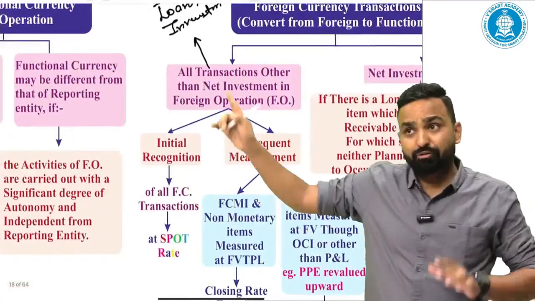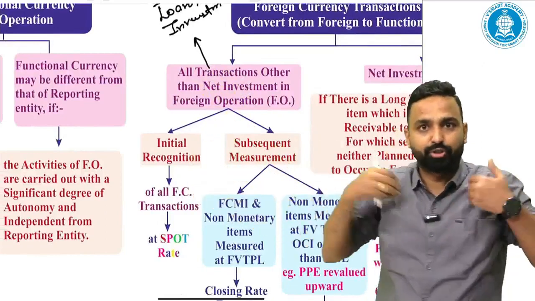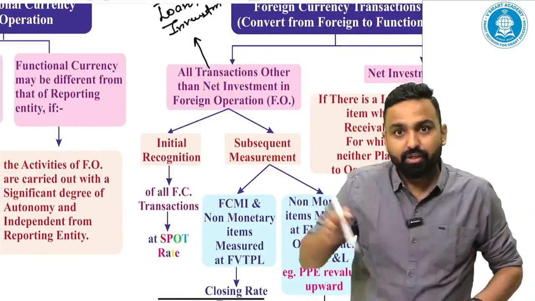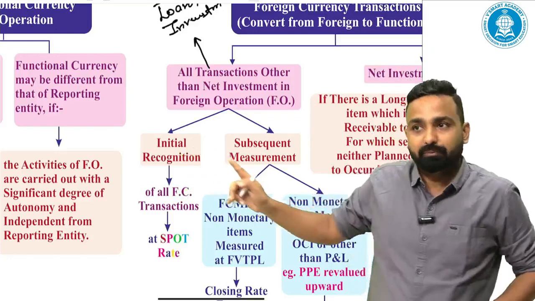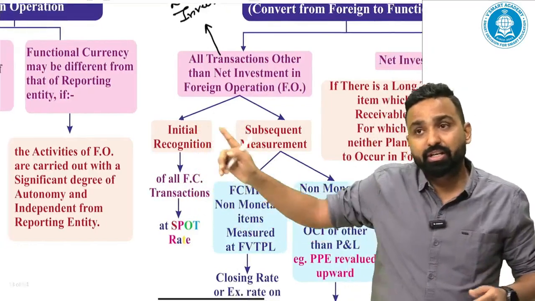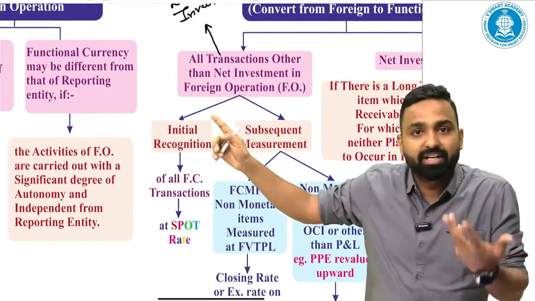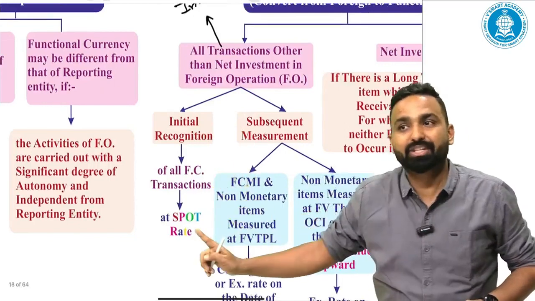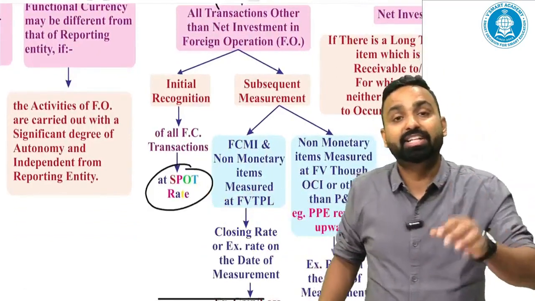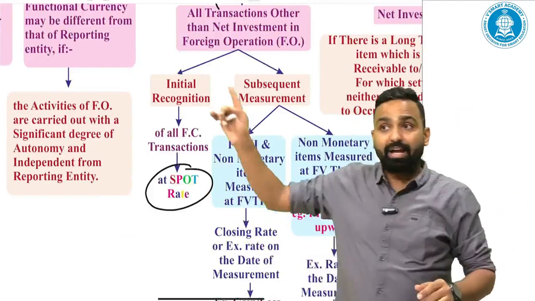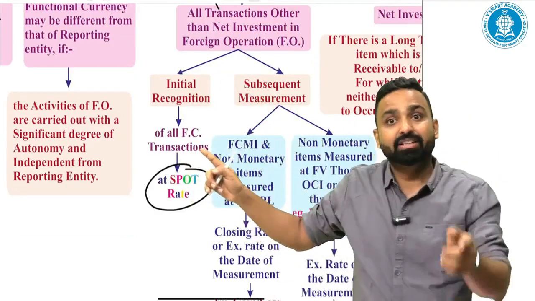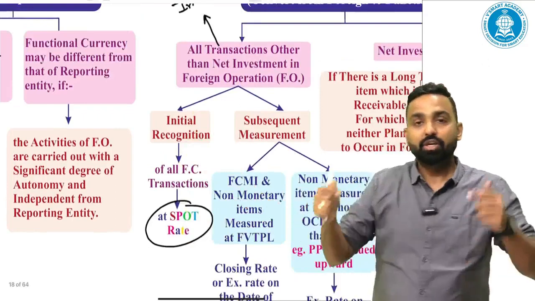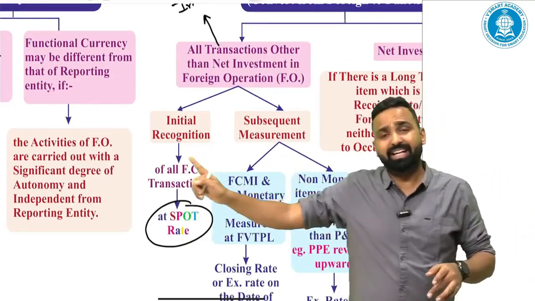So first of all, when you enter into the transaction for the first time, suppose today, the 24th of March, I entered into a sale or purchase transaction on 24th of March. What to do? Initial recognition. I record the transaction at the spot rate. Now, what is the spot rate? Spot rate is the exchange rate prevailing on 24th March. So as soon as I enter into a transaction on any date, the exchange rate on that date will be taken for the purpose of translation of all foreign currency transactions. So whenever you record the transaction the first time, translate it at the spot rate.